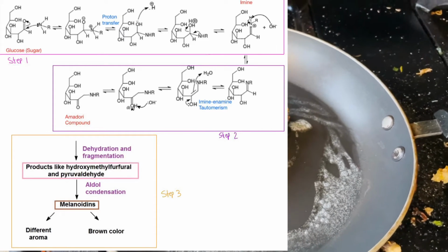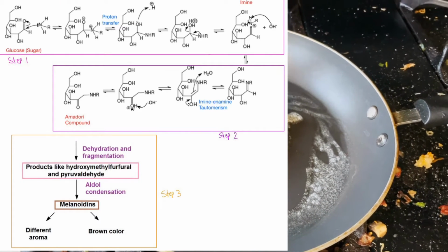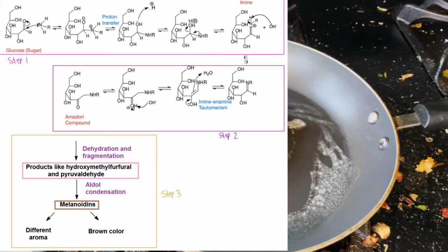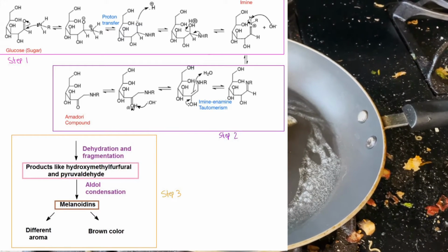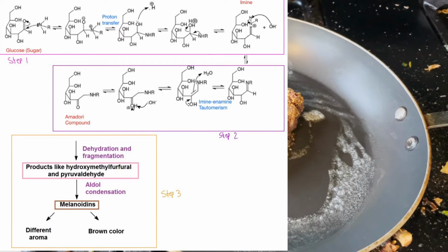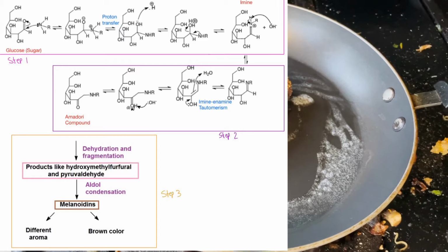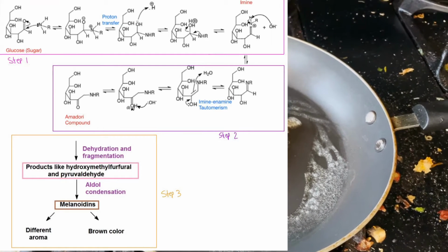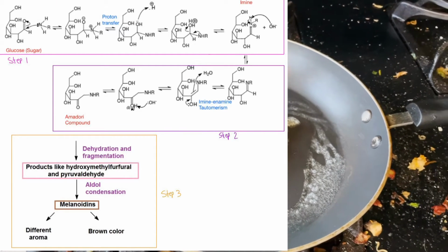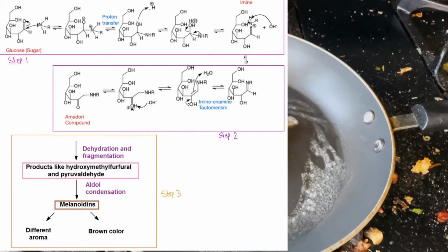In the final step of the Maillard reaction, there's a variety of products that can be formed from the Amadori compound. This is why the Amadori compound is very crucial in this reaction. Some of the products that are formed include hydroxymethylfurfural and pyruvaldehyde. These products can further react to form other types of products. Melanoidins, a class of brown polymers, are an example of an end product that produces the cooked color in food.